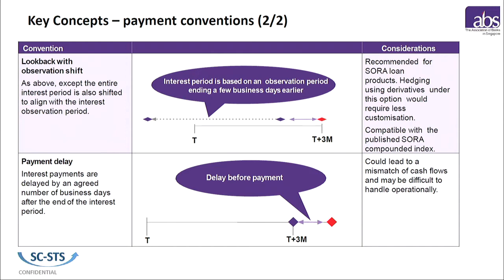For derivative products, the convention is more likely to be along the lines of a payment delay, which is that you get to the 31st of March, and then there's really 2 or 5 days of, typically 2 days of lag before you make the interest payment.